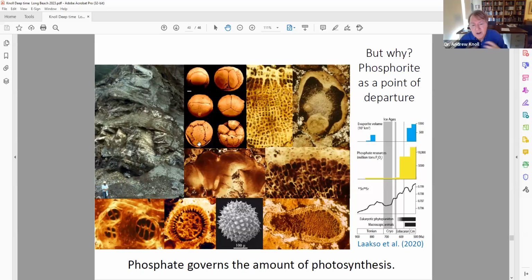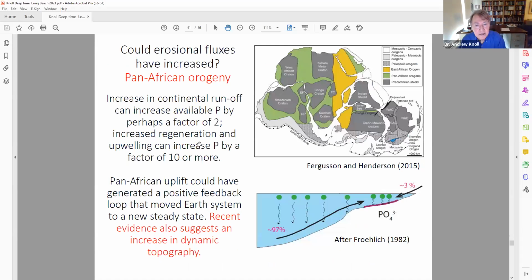It has some of the best fossil preservation you'll ever see. But one of the reasons for being interested in this is that at this time period, this one formation has more sedimentary phosphate in it than the entire geologic record up until this time. There's just a big change in phosphate.